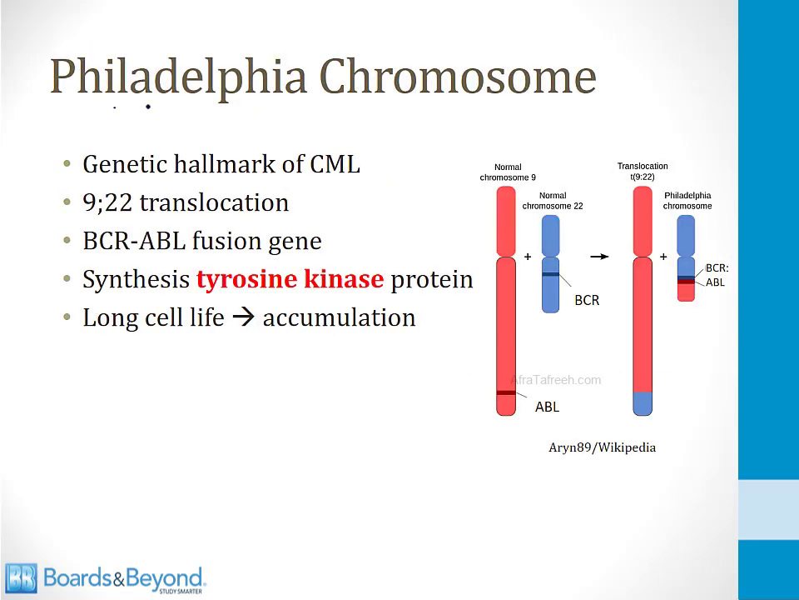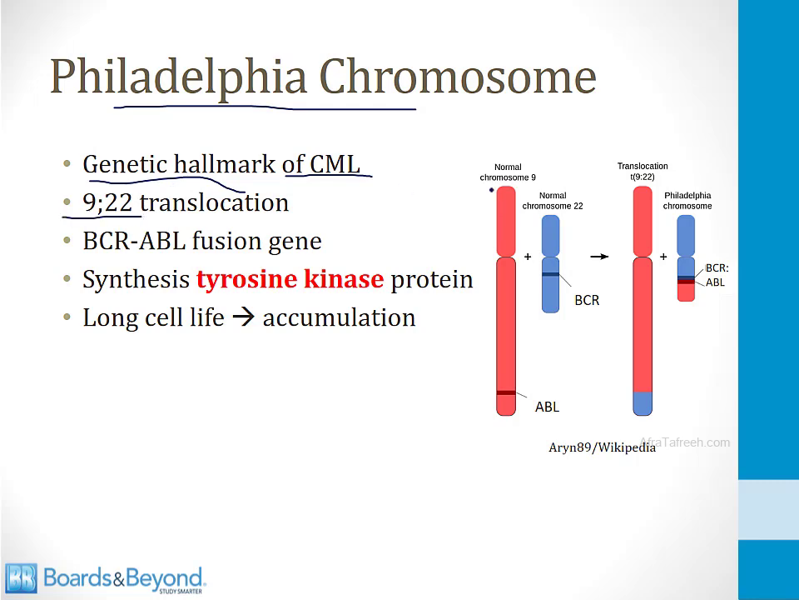The Philadelphia chromosome is an abnormal chromosome that is created by a chromosomal translocation, and it is the genetic hallmark of CML. If a patient has the Philadelphia chromosome, then they have CML, they do not have a leukemoid reaction. This abnormal chromosome is created by a translocation between chromosomes 9 and 22.